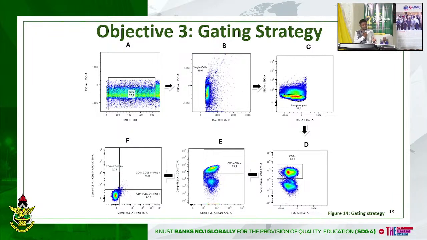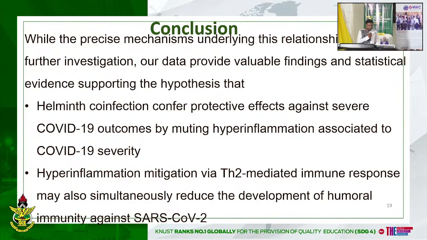When we had the CD3 positive cells, we gated for the CD4 positives and the CD8 positives. We're more interested in the CD4 positive, so we furthered our gating into the CD4 positive cells to get the interferon gamma producing cells and the CD154, which is the activation marker for SARS-CoV-2. However, these results are not yet available, and the conclusion we could draw from the first 2 objectives could be that the precise mechanism underlying this association requires further investigation.